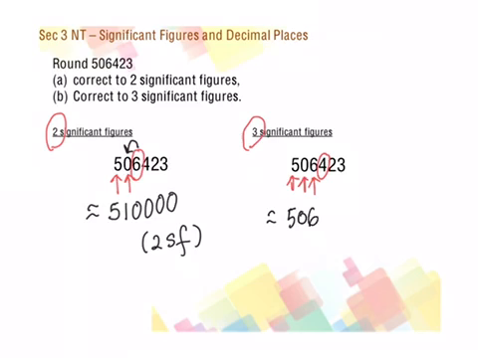So in this case, our number will be 506. But let's take a look. The number over here is 423, sorry. So in this case, the place value cannot be simply changed to 506. So what do we need to do? We need to add zeros at the back to make it of the correct place value. And hence this will be 3 significant figures.